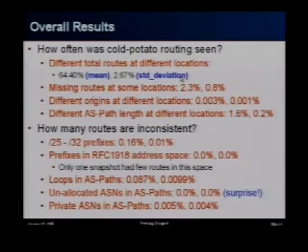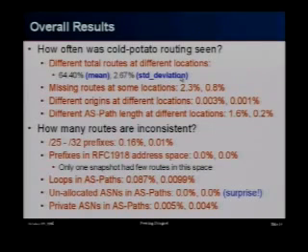Now, when we deep dive into individual prefixes or individual routes, we found that about 2.3% of the routes were missing at some locations. So they were visible at some locations, and then they wouldn't be visible at some other locations. We also looked at attributes, and we found that a few of them have different origins at different locations.